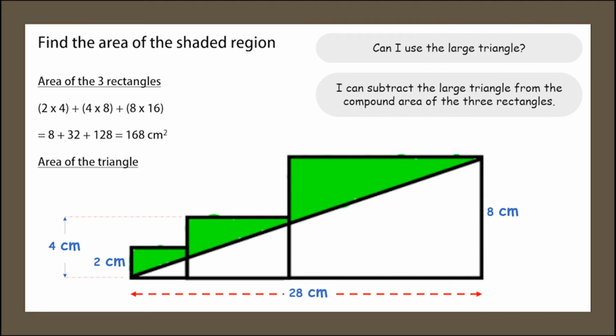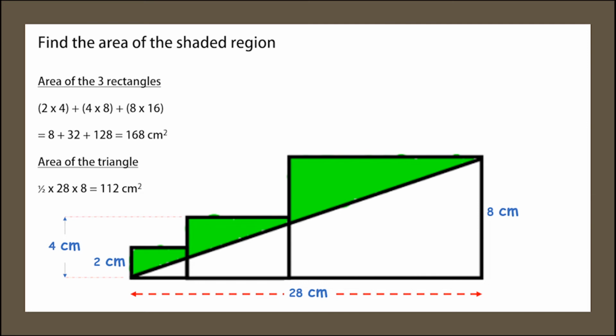So the white triangle I can see now has a base of 28 centimeters. If we add the bases of each of these rectangles together, then we get a triangle which has a base length of 28 centimeters and a height of 8 centimeters. The area of that triangle is half times the base times the height. In this case, 112 centimeters squared.